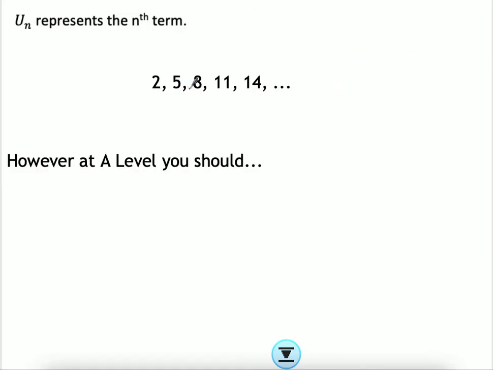So at A level what we should be doing is we should be using the first term, which we represent with the letter a, add the number of terms take away 1 multiplied by the difference between the terms. Now let's just show you that this means exactly the same thing.